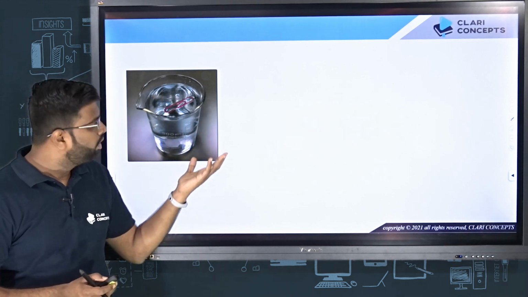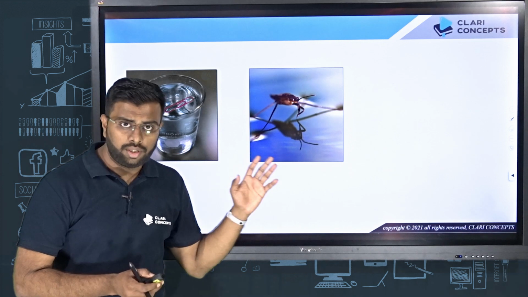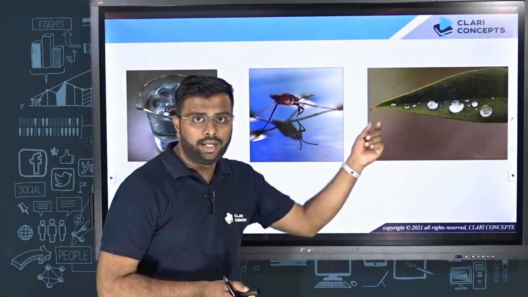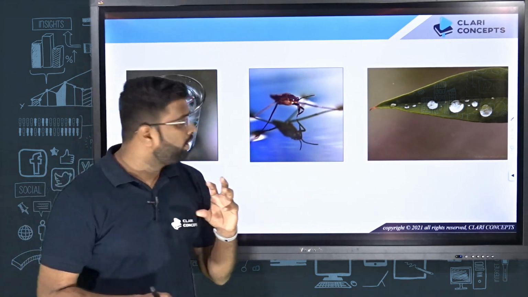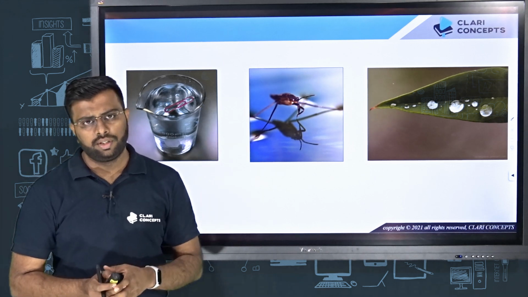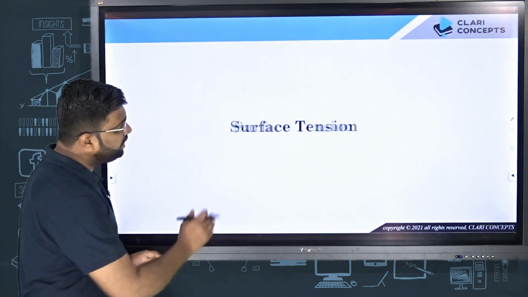Why is it floating? You might have seen insects walking on the surface of water. Have you seen this ever? You might have seen that water droplets on a leaf are of spherical shape. Why is all this phenomena taking place in nature? What is the reason behind this? The reason behind this is well explained by a phenomenon called surface tension.